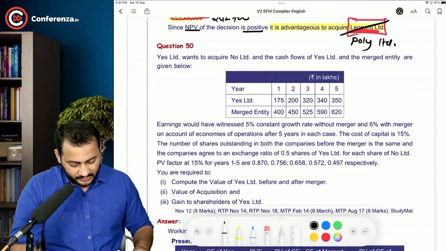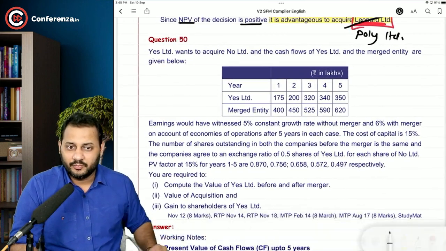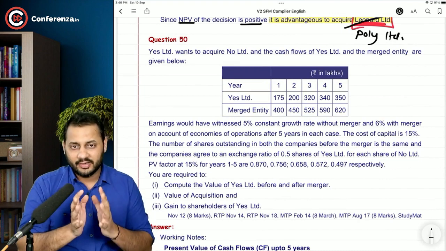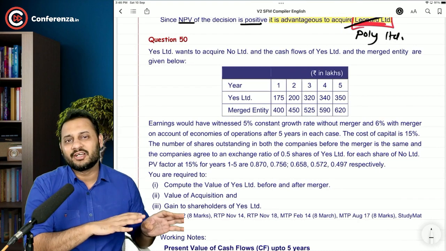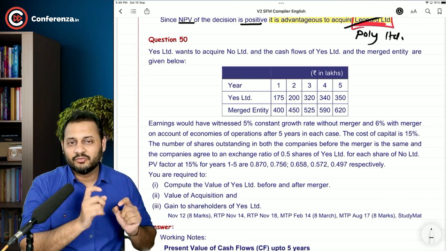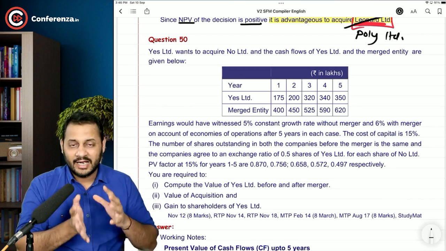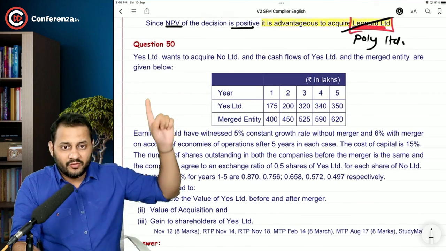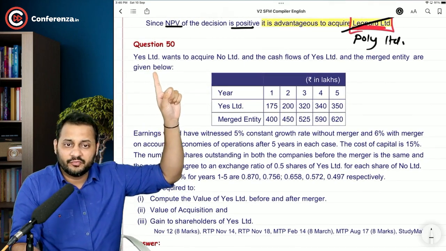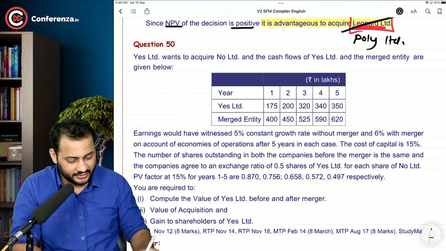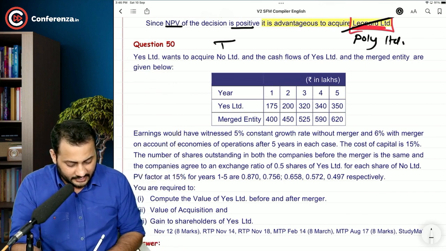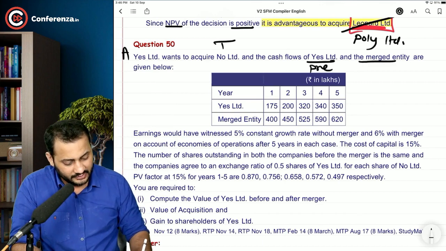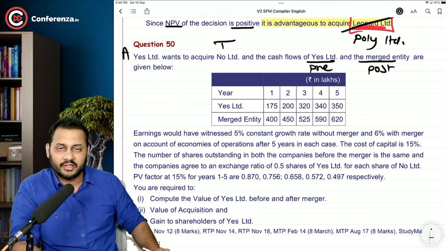Okay sir, this is going to be question number 50 now. This is the old question and pretty good question. There are two companies, the acquirer company and post-merger acquirer company. The values of both are given, acquirer and post-merger acquirer. Yes Limited wants to acquire No Limited and the cash flows of Yes Limited and the merged entity. See, this is the target company, this is acquirer company, this is the pre-merger acquirer company, and the merged entity is the post-merger acquirer company, right?